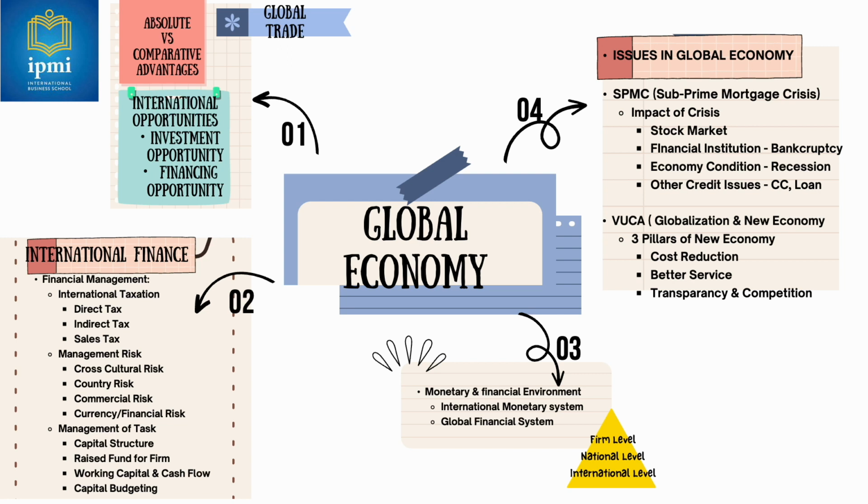Absolute advantage is the ability to produce a specific product more efficiently than any other nation, while comparative advantage is the ability to produce a specific product more efficiently than any other product. Goods and services are produced more efficiently when each country specializes in the product for which it has a comparative advantage. We also learn another part, international opportunities.